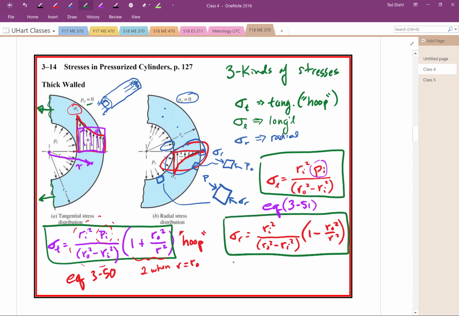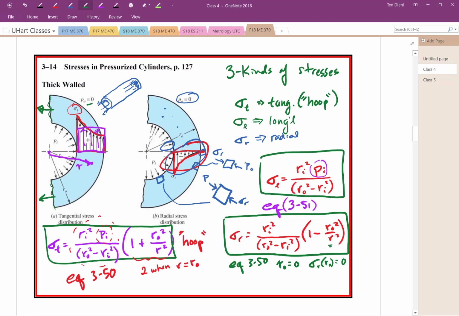This right here is grouped together with the tangential one in the book, so it too is equation 3-50. If you look at the book you'll see they're right next to each other. Notice, once again, that when you're on the outside, when that r becomes Ro, this sigma r at Ro is equal to 0.